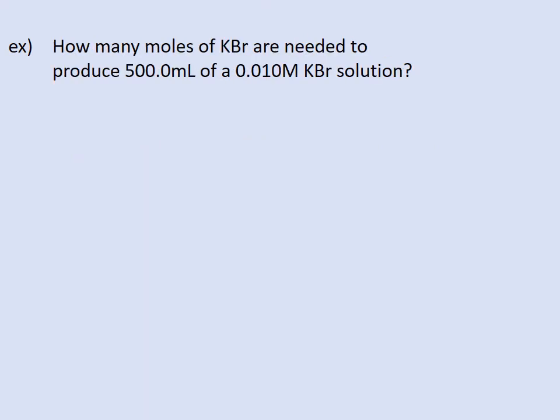Next practice example. How many moles of KBr are needed to produce 500 milliliters of a 0.010 molar KBr solution? So I've got 500 milliliters. That's going to have to be converted to liters. So big brackets, milliliters on the bottom, liters on top. 1 milli equals 10 to the negative 3. Run through my calculator. 500 milliliters is the same as 0.5000 liters, keeping my significant figures there at 4.